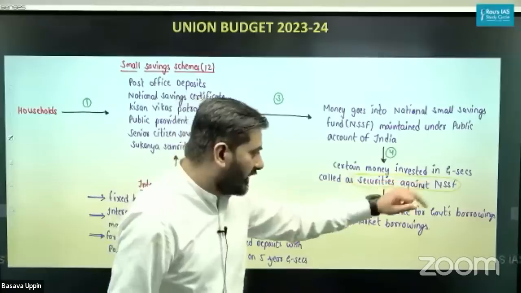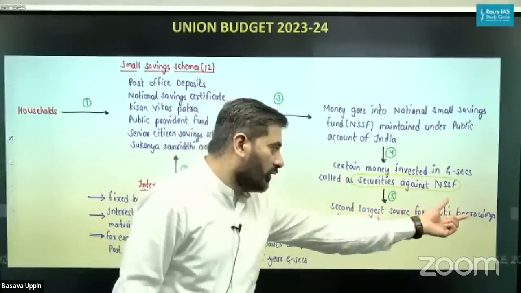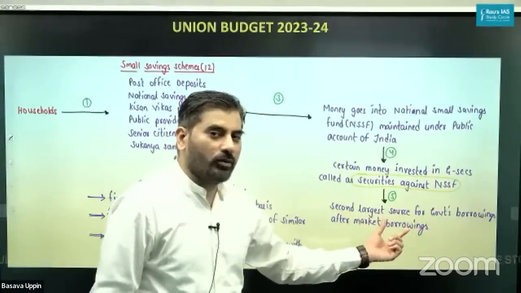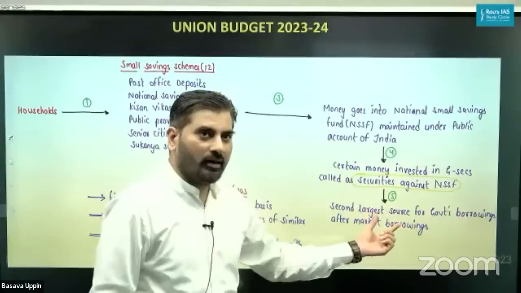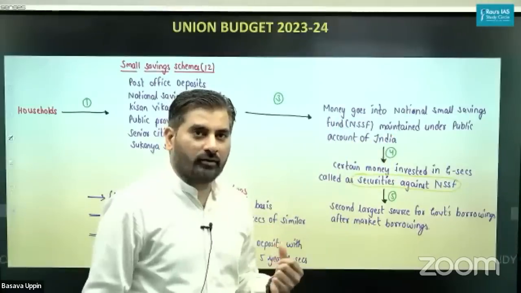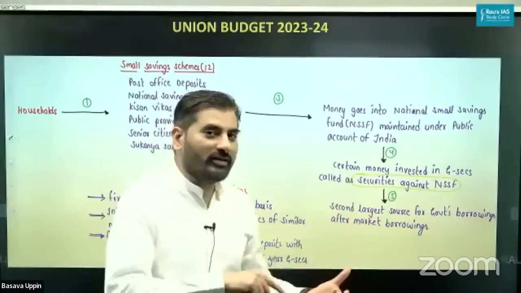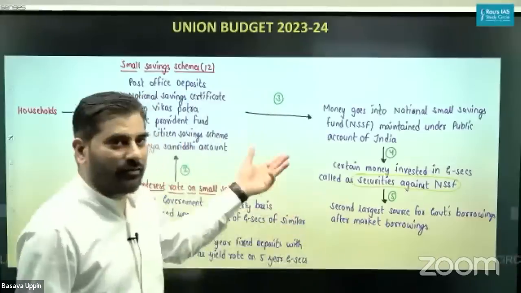This Securities Against National Small Savings Fund is right now the second largest source of government borrowings from the market. So can you tell me what's the government's largest source of borrowings from the market? What is that instrument which the government issues to borrow from the market? Quickly. Yes, dated security. Once again, asked in Prelims 2022. Two statements in Prelims 2022 were directly asked from this slide.